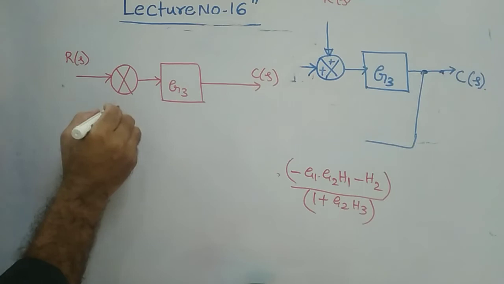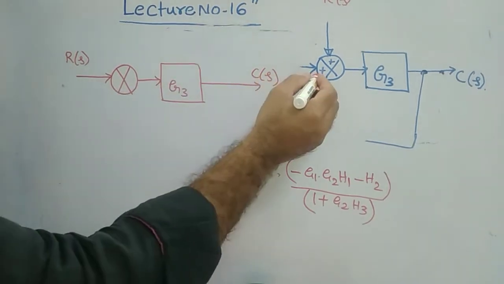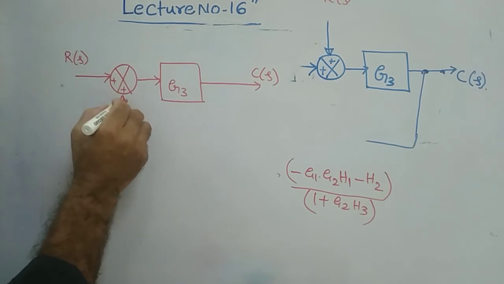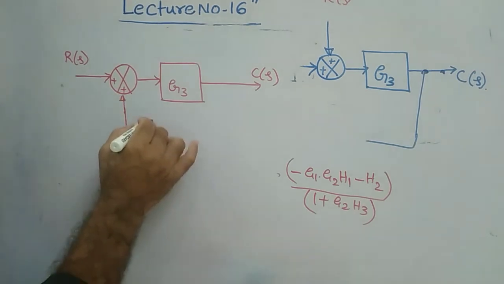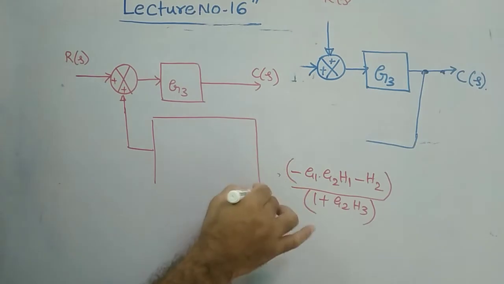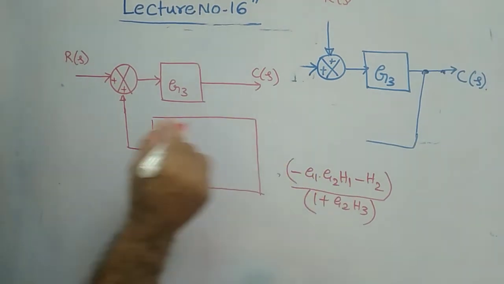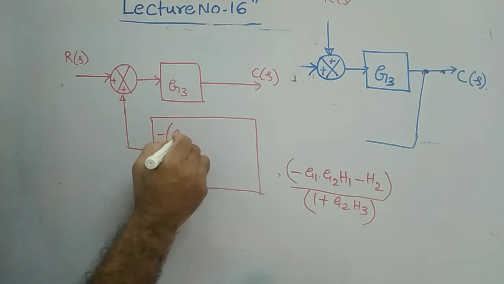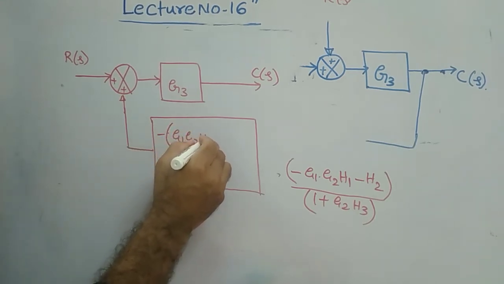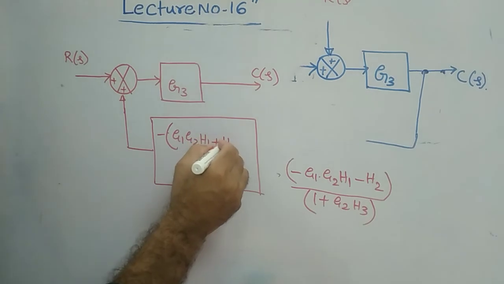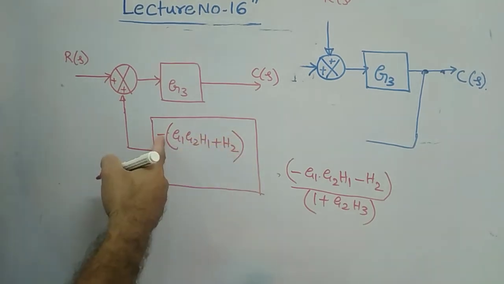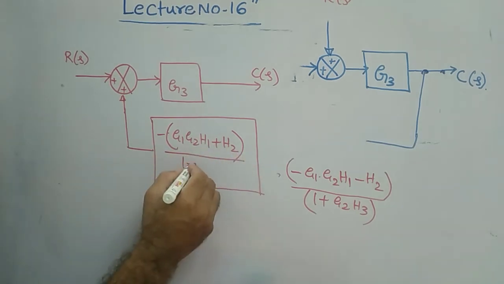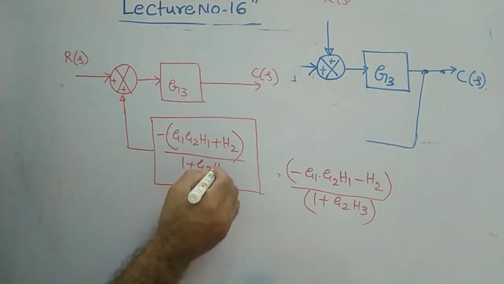And here, this is positive. Actually, this is going to positive. Remember that. This is positive feedback with a block. What is the block? This is that. Take minus as common, otherwise G1, G2, H1 plus H2 you can take. If you take minus as common, then in the bracket it will come plus only. It is 1 plus G2 H3.